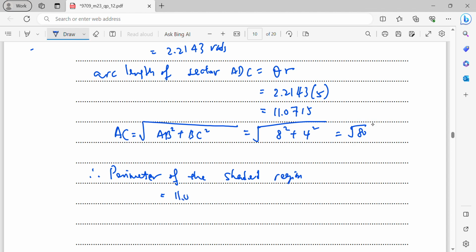Equals to 11.0715 plus square root of 80. So now, when I round up the answer to 3 significant figures, it will be 20.0 centimeter. Okay, so that's the solution of this question.